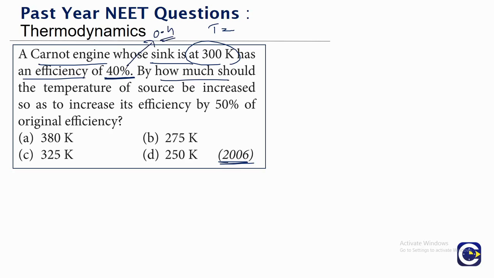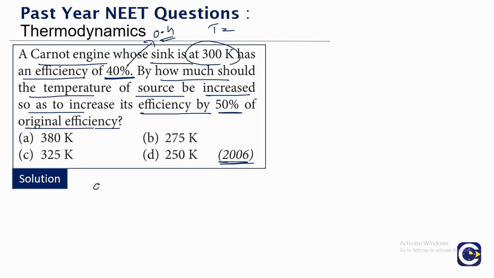By how much should the temperature of the source be increased? They are asking by how much we should increase the temperature of the source so as to increase its efficiency by 50% of the original efficiency. Means we have to increase the efficiency by what? 50% of the original efficiency.